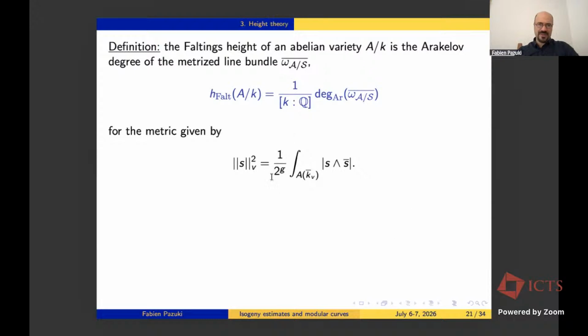This is the Faltings normalization. Sometimes the Faltings-Height is negative. It happens numerically if you compute it. But it's bounded from below, which is necessary for a height if you want a Northcott property.